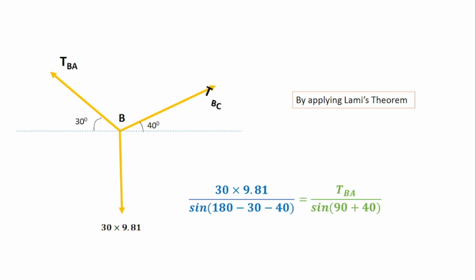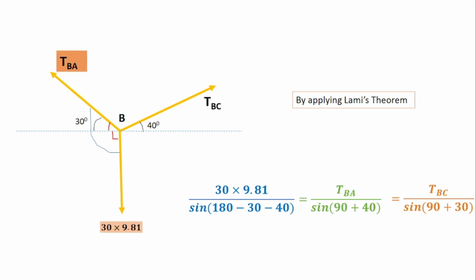The next force is TBC. The rest of the forces are TBA and 30 into 9.81. The included angle between them is this angle. Now the value of this angle will be, the first angle is 90 degree and the rest angle is 30 degree. So it is 90 plus 30. So it is 120 degree. So here we can write the equation TBC divided by sine of 90 plus 30. So in this way we can approach.